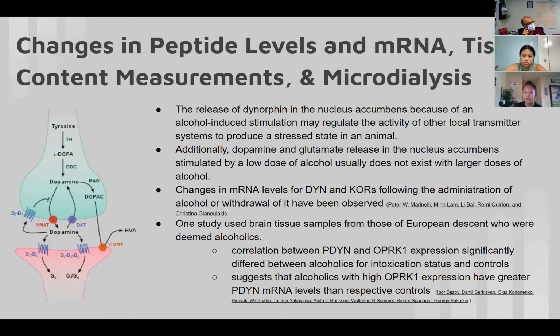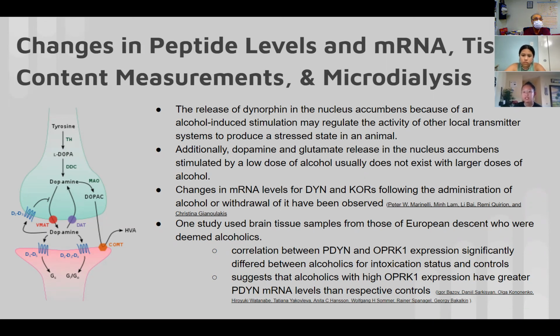Additionally, dopamine and glutamate releases in the nucleus accumbens stimulated by a low dose of alcohol usually do not exist with larger doses of alcohol. Changes in mRNA levels for dynorphin and KORs following the administration of alcohol or withdrawal of it have been observed.